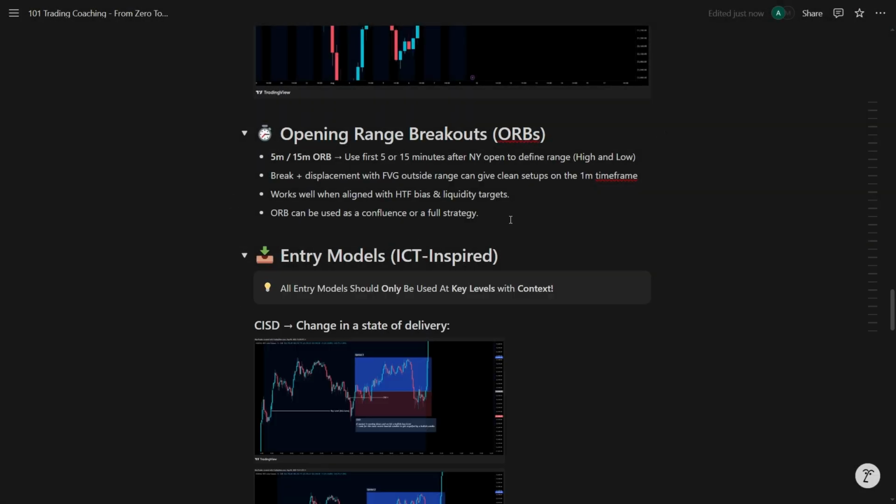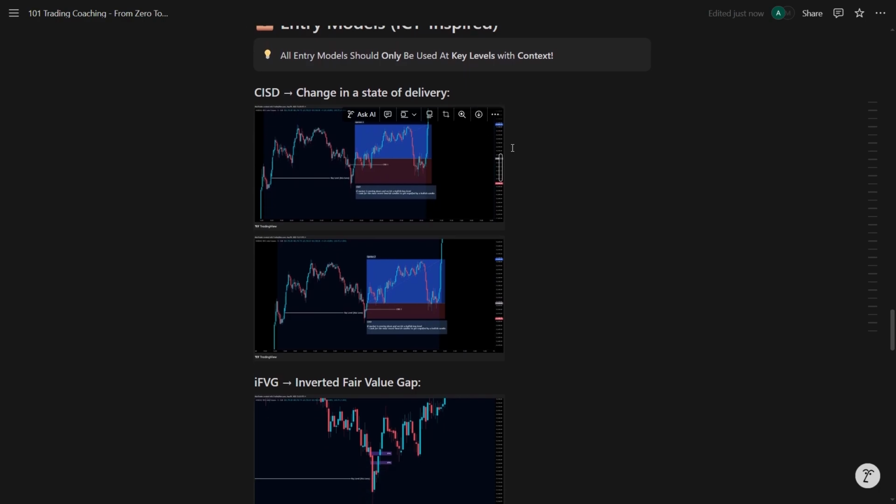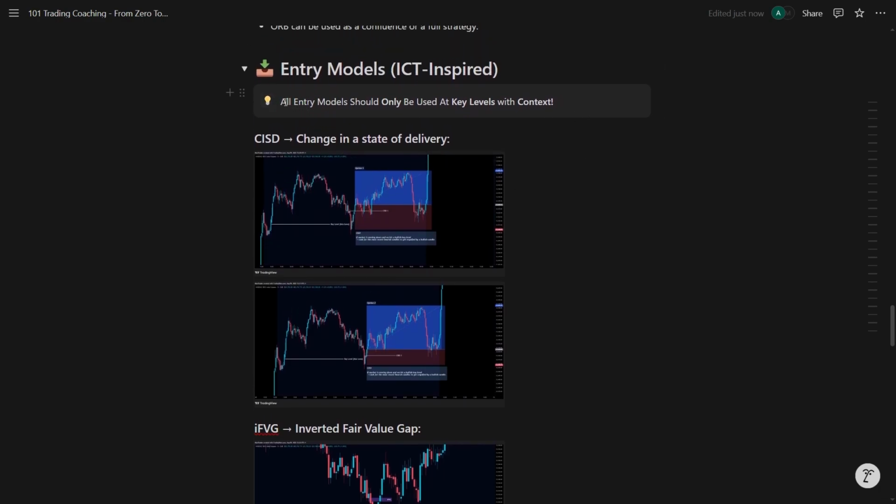Okay, now for the most fun part, entry models. Now, do you know what this warning here says? Do you know what this means? All entry models should only be used at key levels with context. Do you know what this is? That you should be looking at what happened prior to the entry model. Kind of. But here's the thing.